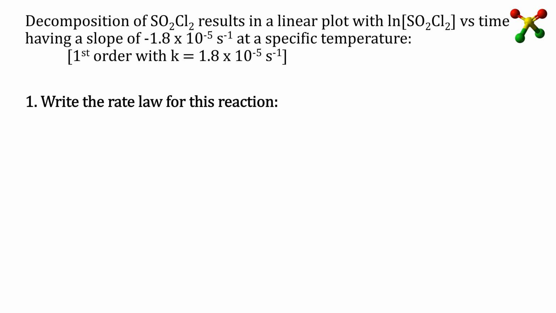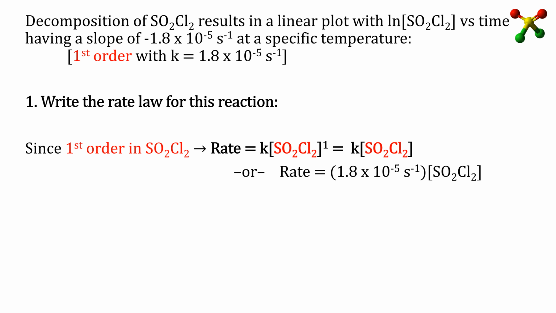The first problem we'll solve here is to write the rate law for this reaction. Since the reaction is first order in SO₂Cl₂, and that's the only reactant, the rate law is rate equals k times the concentration of SO₂Cl₂ to the first power, or simply k times SO₂Cl₂. You may also see a rate law written with k, the rate constant, numeric. In that case, it would be rate equals 1.8 times 10 to the negative 5 inverse seconds times SO₂Cl₂ concentration.